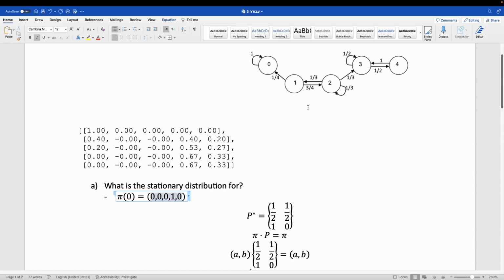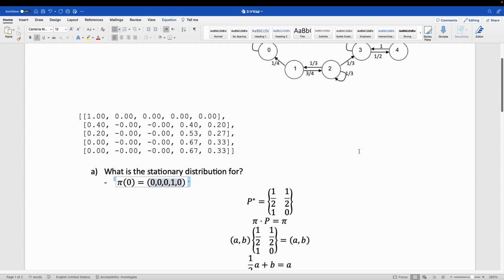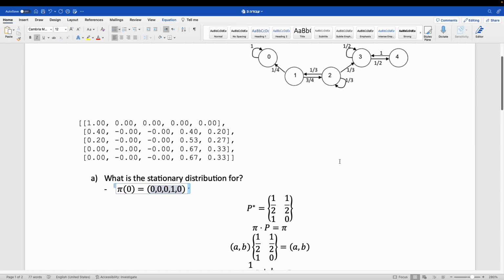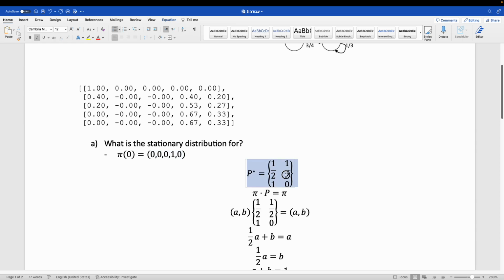So for state 3, we need to think about it. This is a closed class because we cannot exit from states 3 or 4. So we are either in state 3 or 4, so we can look at it as a small matrix that we cannot escape from. So I just write it as this, like the new matrix. And now we want to know for this small matrix what is the stationary distribution.